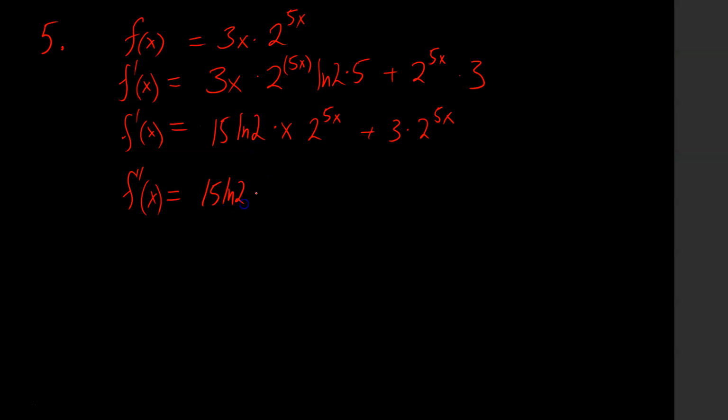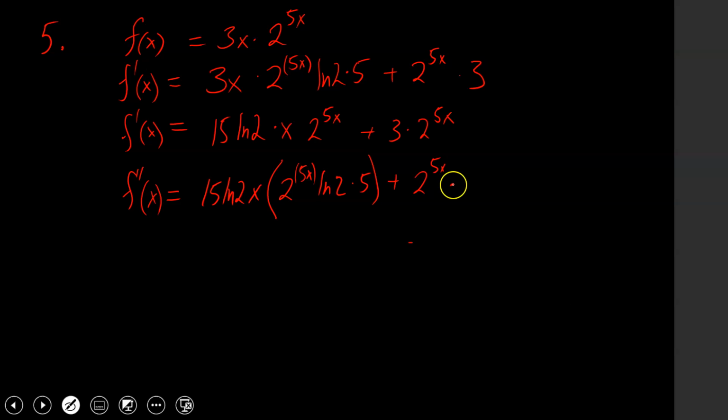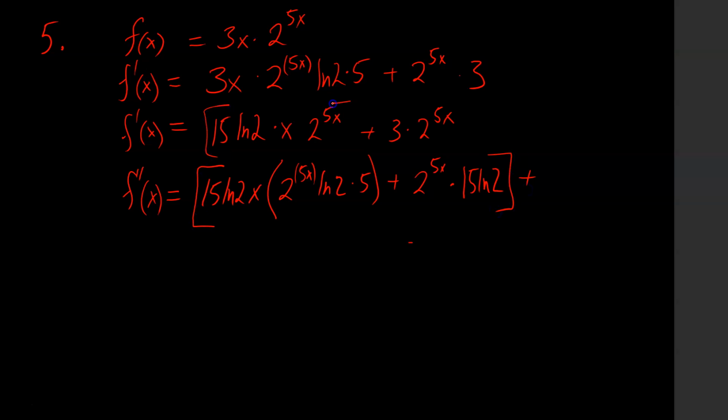So 15 natural log of 2 times x times the derivative of 2 to the power of 5x has a derivative 2 to the power natural log of 2. Input of 5x has a rate of change of 5. Okay? Plus the second function, 2 to the 5x, times the derivative of the first, so 15 natural log 2. Okay. And then let's put brackets to show that was the derivative of this first piece. And 3 times a function gives 3 times the derivative of that function. 2 to a power has a derivative 2 to a power natural log of 2. Input of 5x multiplied by another 5.